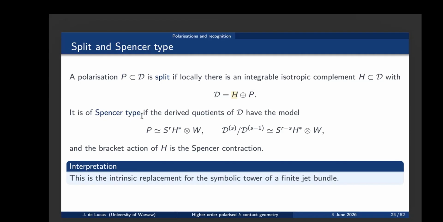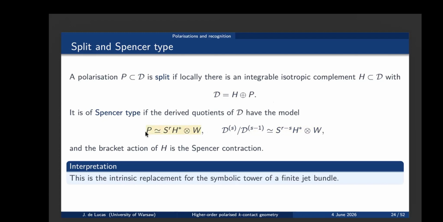So this polarization is said to be of the Spencer type. When you take the derivations of this Cartan distribution, of this contact manifold, that means you pick the vector fields taking values in here, and you do all the Lie brackets, 1, 2, and so on, and you obtain the derived series. It turns out that when you take these quotients, you obtain something like in the Spencer construction, but with another order. So we say that this polarization is of the Spencer type. You obtain that these spaces are isomorphic to this, and the polarization is isomorphic to this.